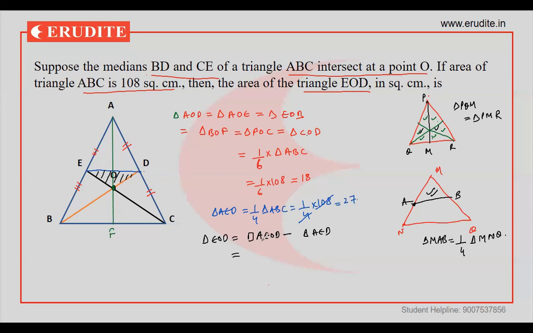Now guys, the area of AEOD is nothing but the area of the triangle AEO plus the area of the triangle AOD. As I know that AOE and AOD are both equal to 18, 18 plus 18 is how much? 36. And the area of the triangle AED I have already found out is 27. So the value is coming to 9. So the area of the triangle EOD is 9. So this is our correct answer.